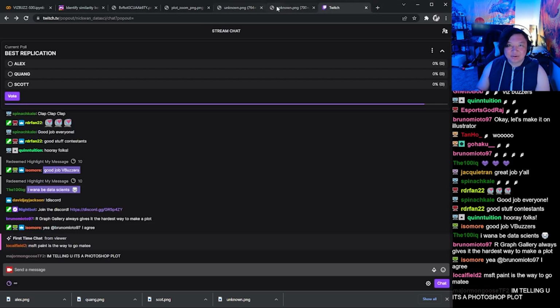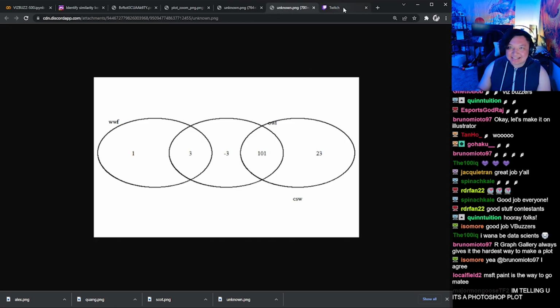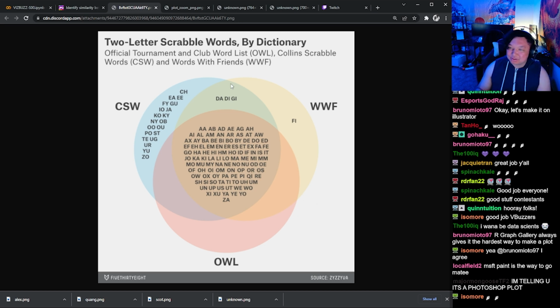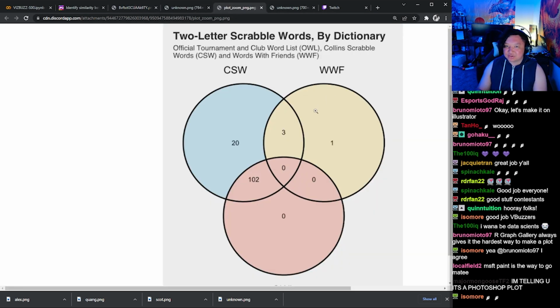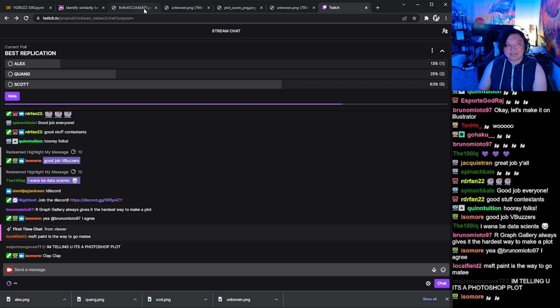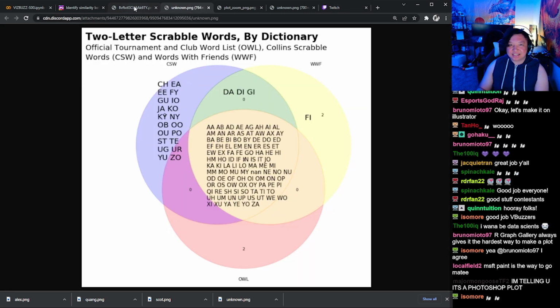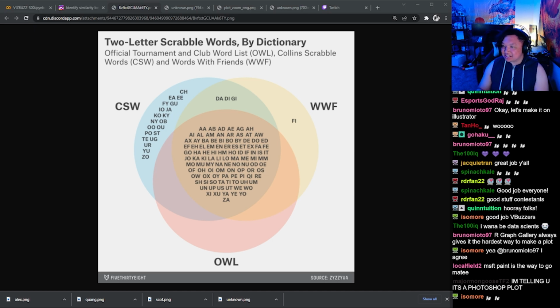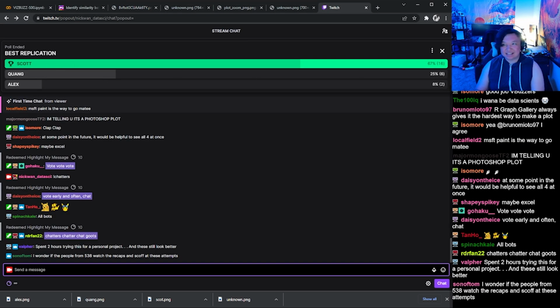Alex, this was Alex's submission for they need to reproduce this graph right here from 538. This was Kwong's entry. So you could see this versus how it compares here. Lastly, we have Scott. This was Scott's entry here, trying to replicate this data visualization, chat. What do we think?